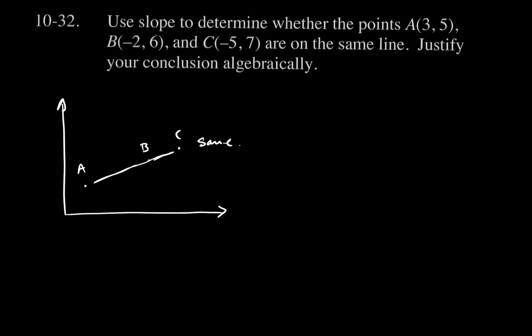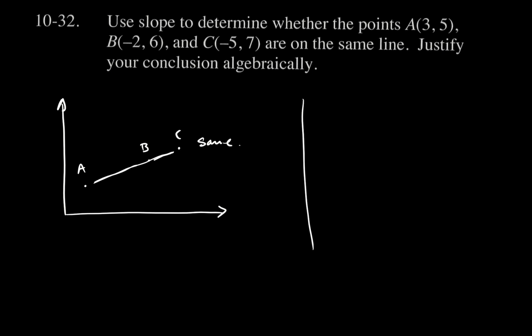And then it says justify your conclusion algebraically. And to me, I'm thinking I might want to find the equation of the line that goes through two of them, and just verify then that the third point is on that same line. So let's go ahead and start and remind ourselves what slope is.